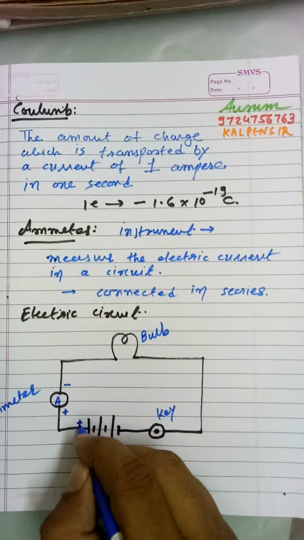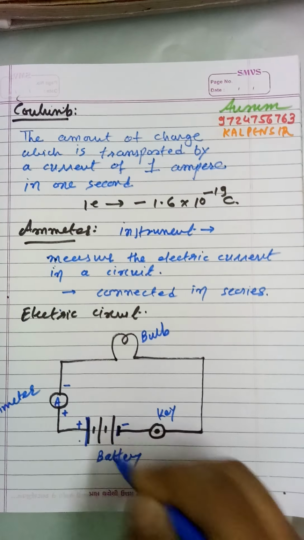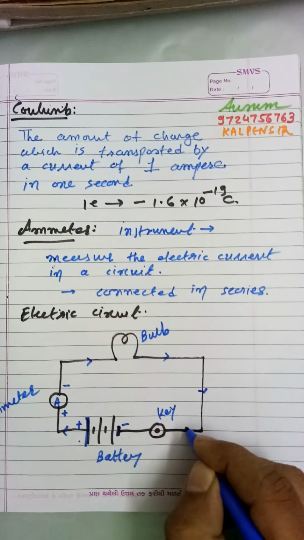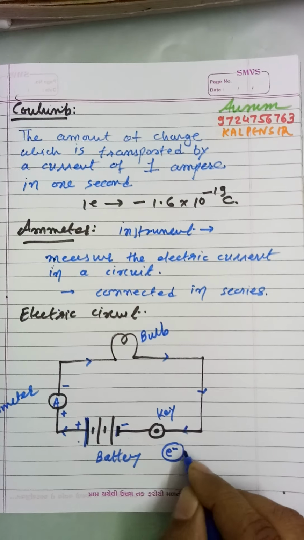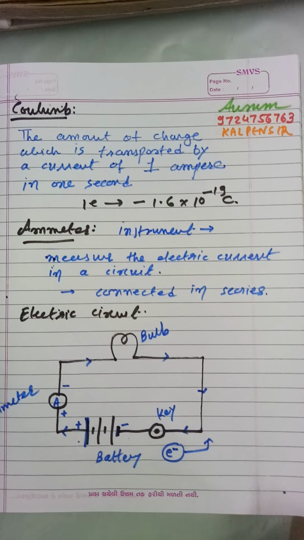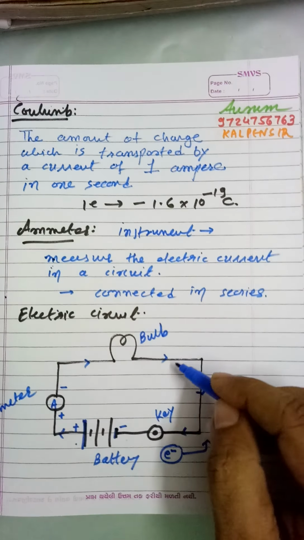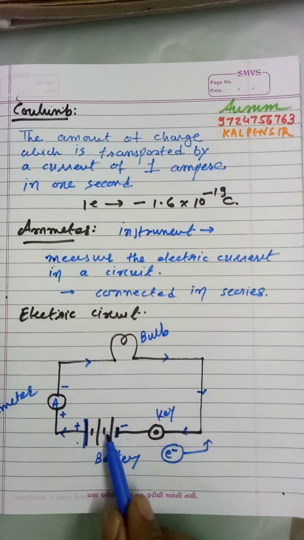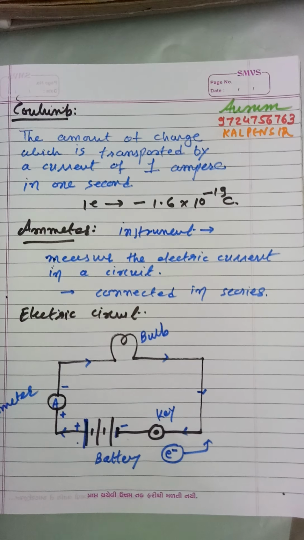The direction of electric current is from positive to negative. This is positive, another is negative. The direction of electric current is positive to negative, and the direction of electron flow is negative to positive; this is called conventional current. The arrows show the direction of electric current in a circuit. In this circuit, the ammeter is connected in series, in the straight line.